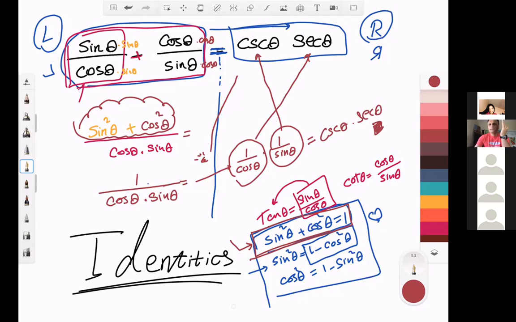So simplifying and finding a common denominator is another technique for proving identities. Any question here? Any question about identities?